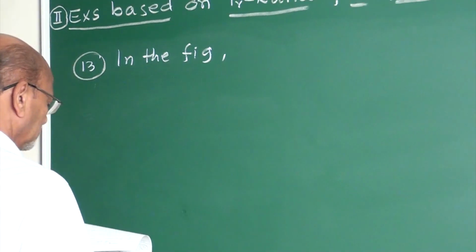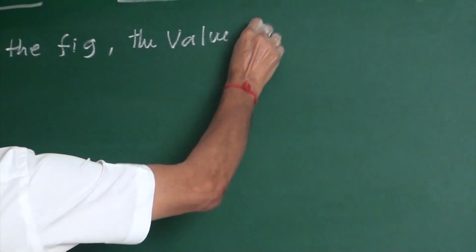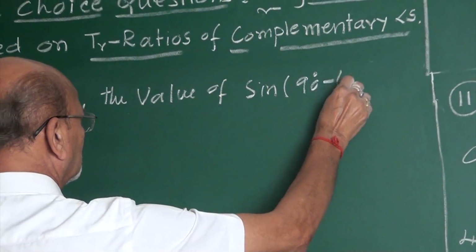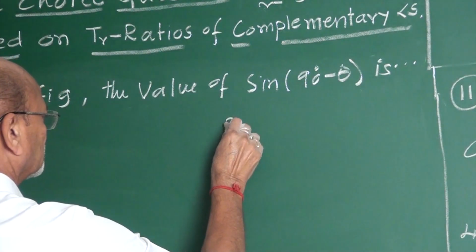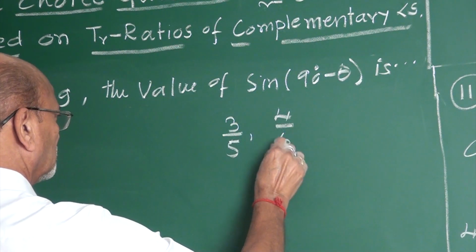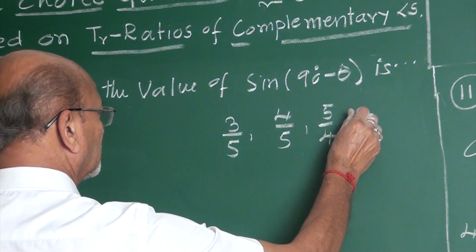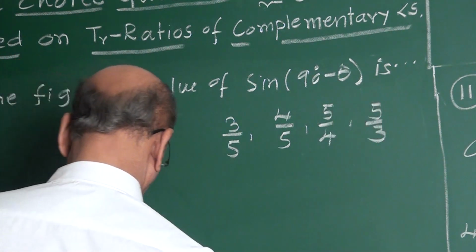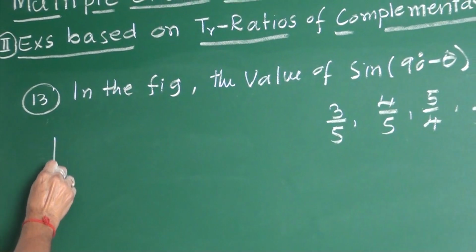In the figure, the value of sine 90 minus theta is dash. And these are the options: 3 by 5, 4 by 5, 5 by 4, and 5 by 3. This is your figure, my friends.